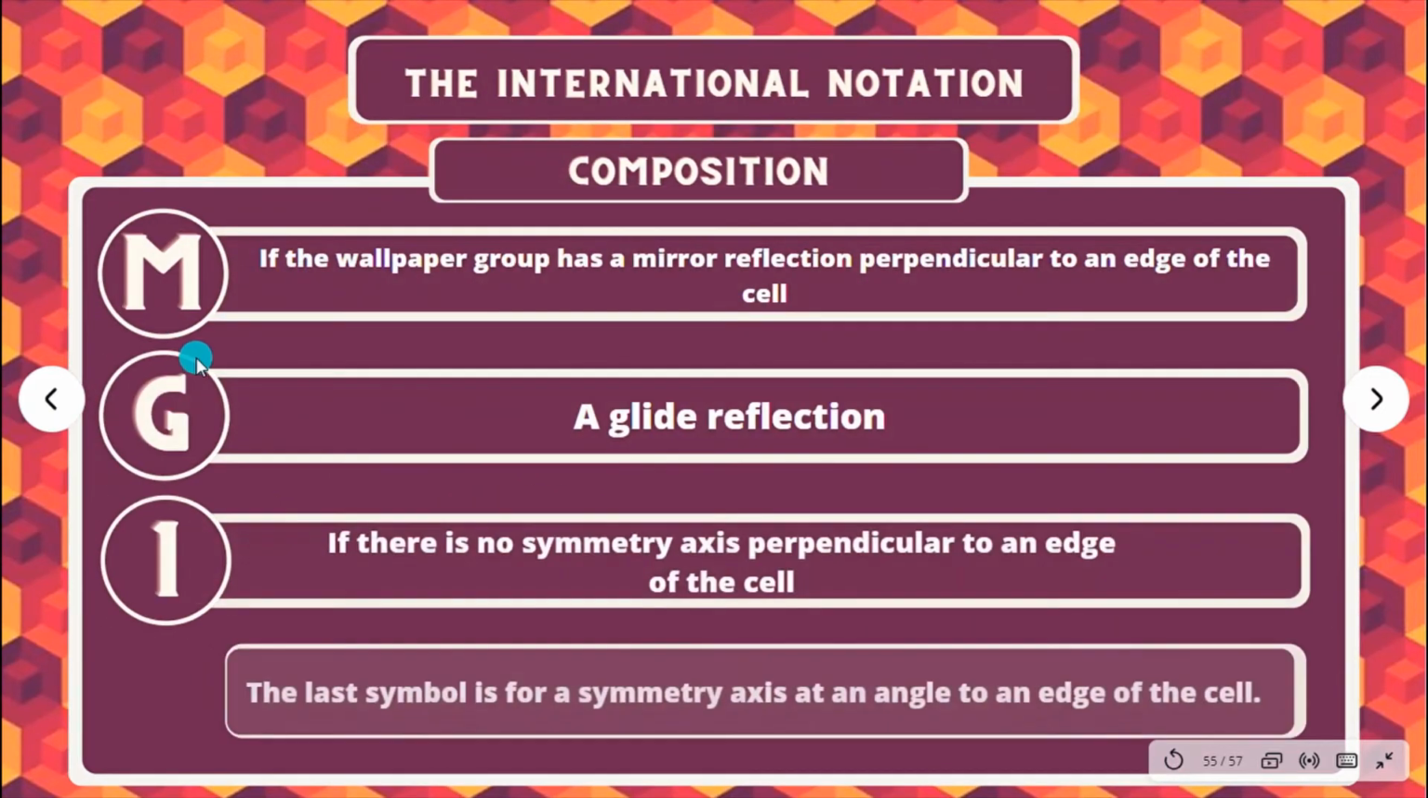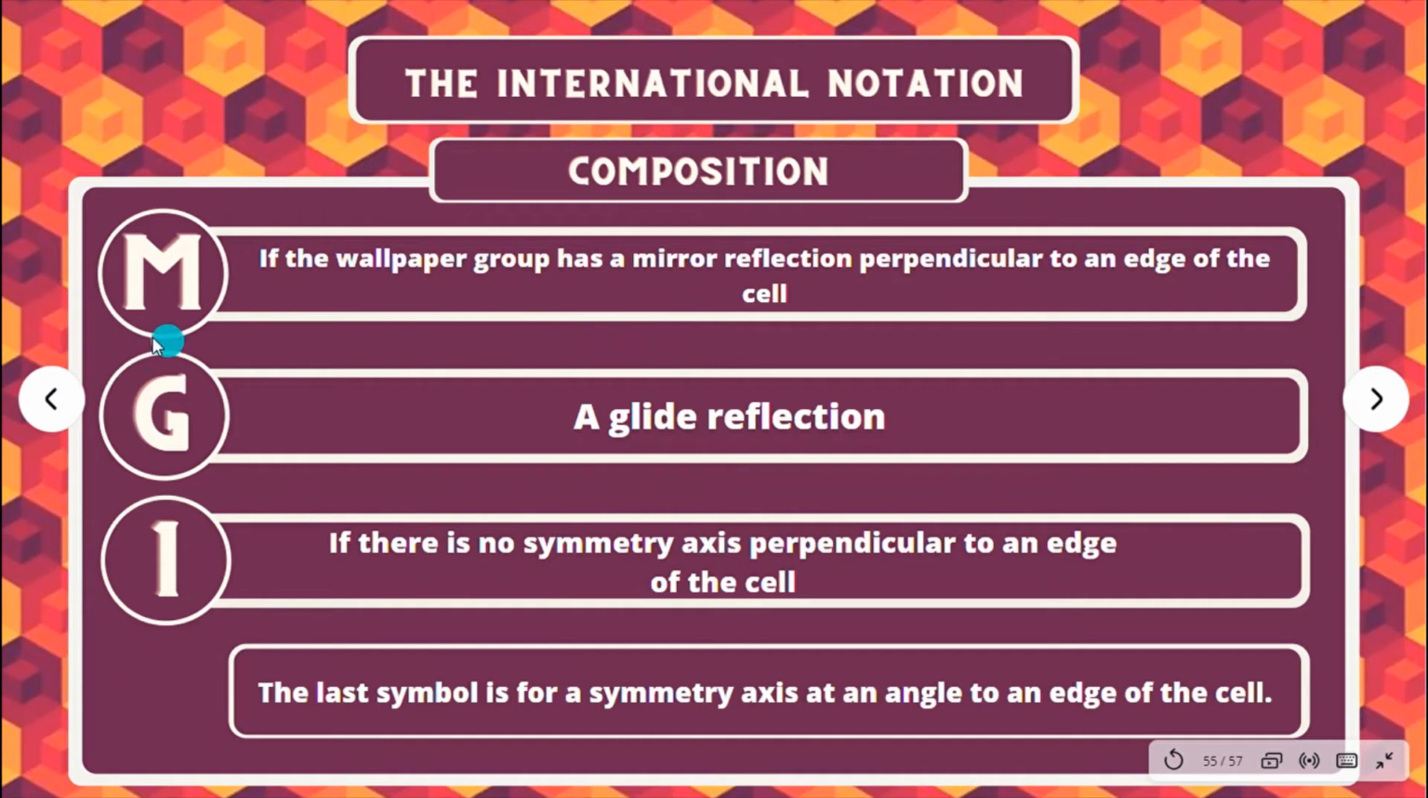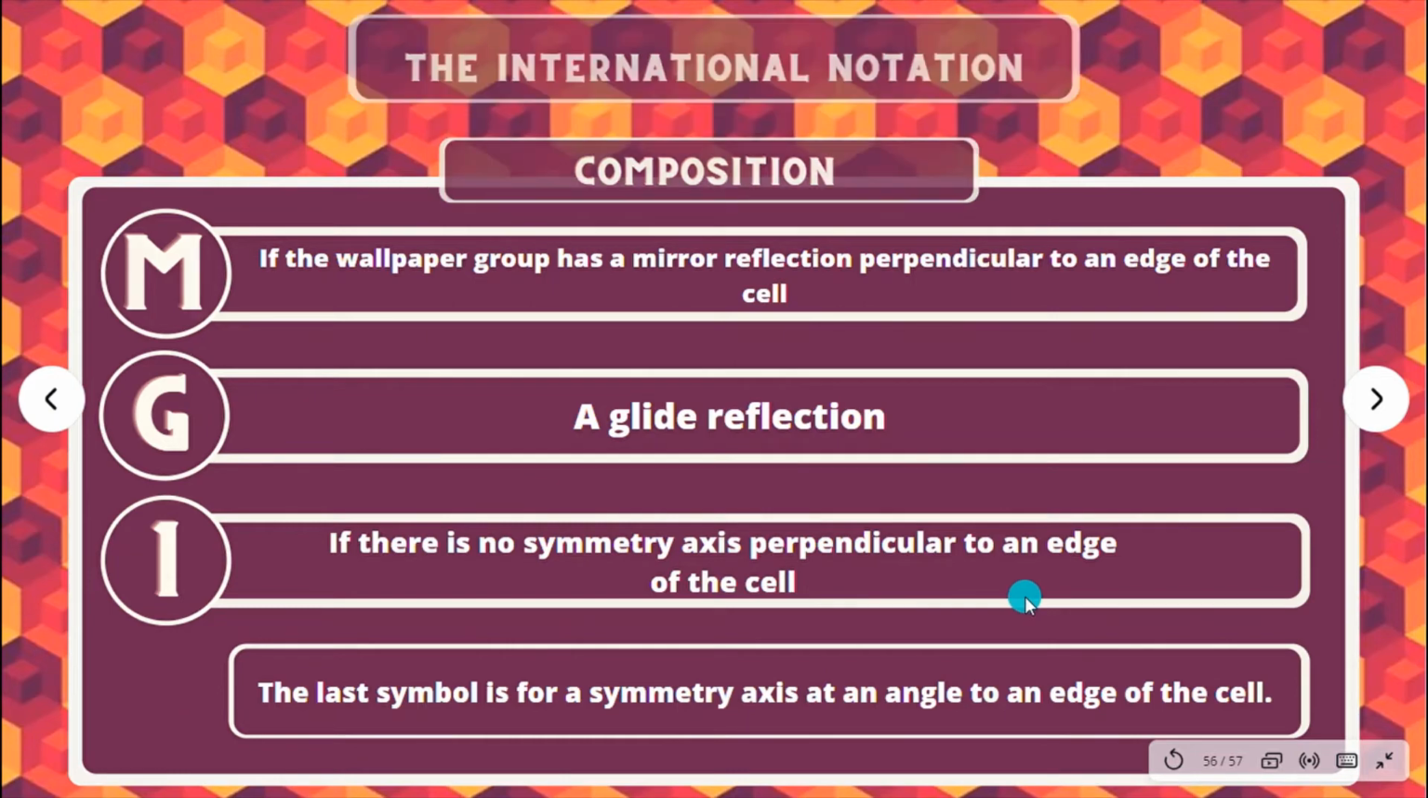Next, we have the letter M for the mirror reflection, the letter G for the glide reflection, and the number 1 if there is no symmetry axis evident perpendicular to an edge of the cell. The last symbol here is a symmetry axis at an angle to an edge of the cell.